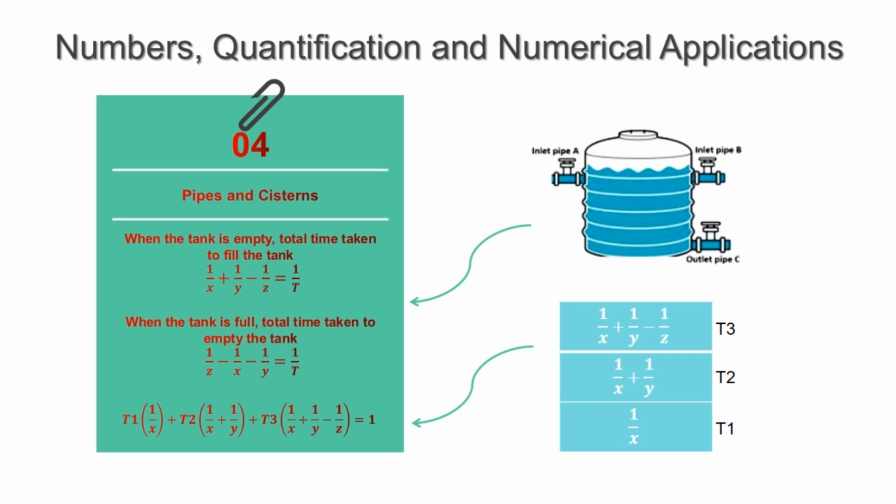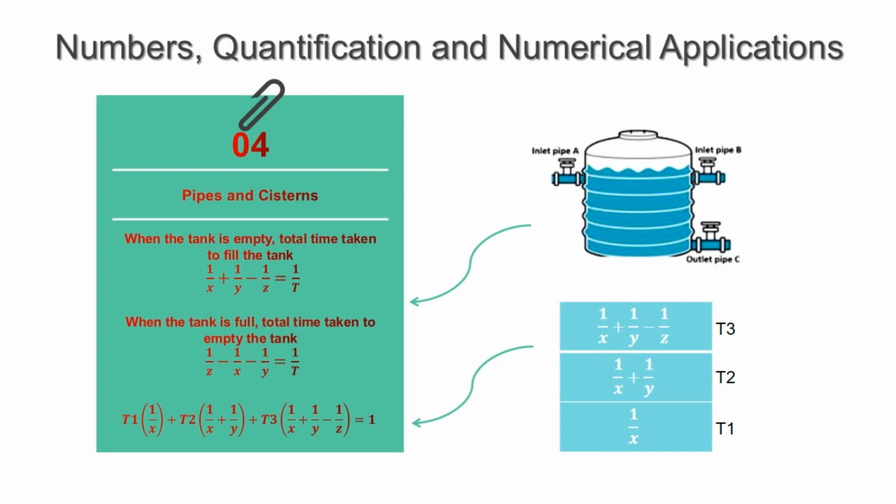Compulsory, there will be one case study question or 5-mark question from this overall first unit, and it will come from pipes and cisterns only. So here you have to remember one important thing. When the tank is empty, the total time taken to fill the tank, according to the image given in the slide, is 1/x + 1/y - 1/z = 1/t.